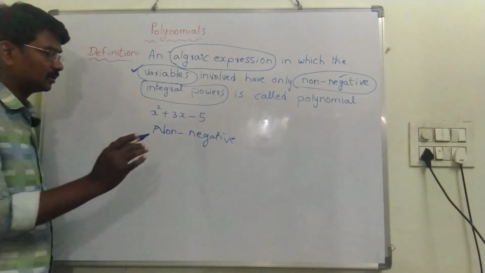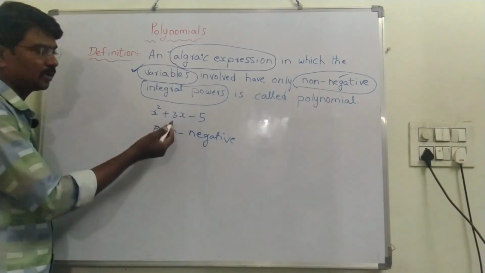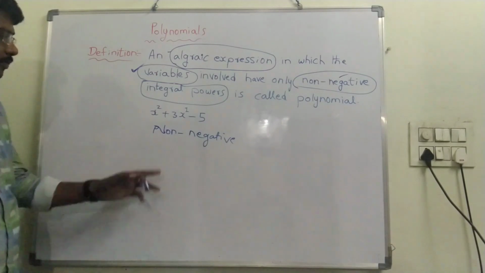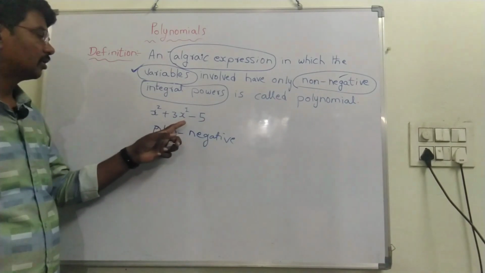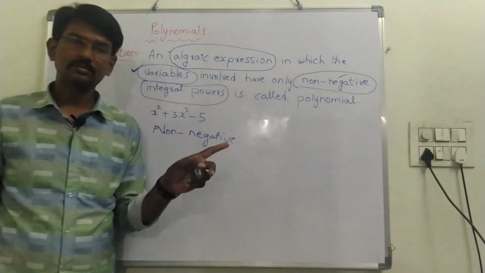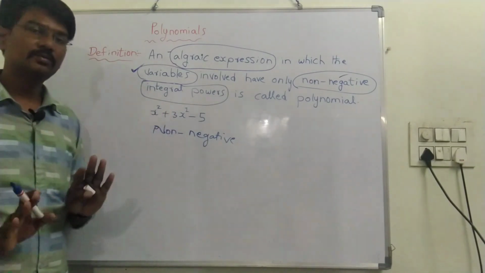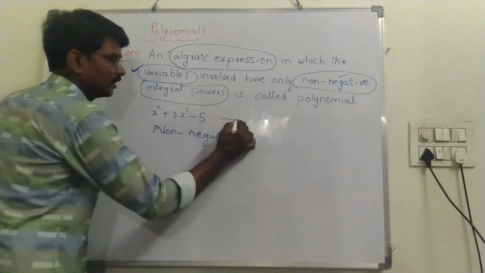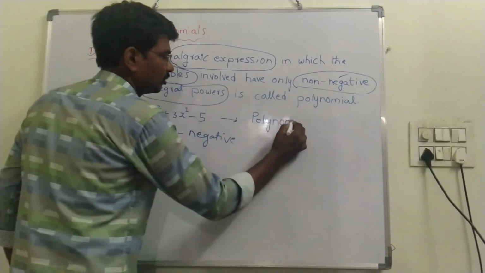Okay, it is accepted. Look at this x power. If there is no power on the variable, what will be there? 1. Yes? 1. 1 plus 1 or minus 1? Plus 1. Positive number. So, according to the observation of variable power, there are only non-negative integral powers. Non-negative, which means positive numbers. So, what is this? Polynomial or not a polynomial? Yes, it is a polynomial.